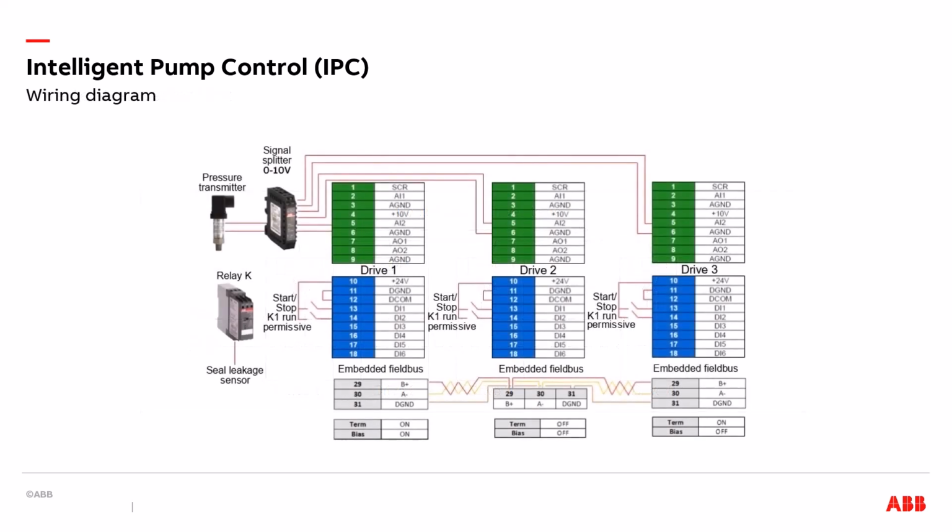In the example that we're going to use today, the pressure transmitter goes to a single splitter/isolator with an output of 0 to 10 volts being applied to each individual drive. This allows any drive to have the actual speed reference.